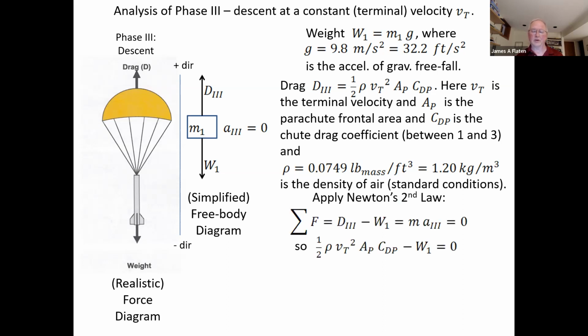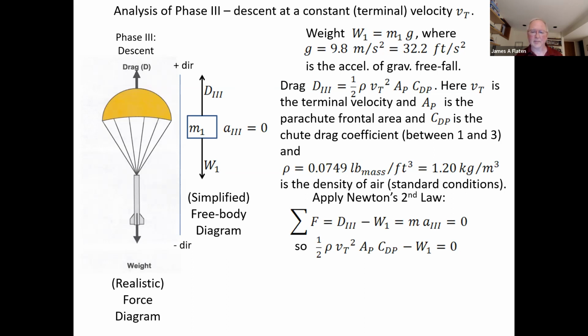Okay, so if I apply Newton's second law, which basically says D, the upwards drag force, minus W, the downwards force, is equal to m times a, but acceleration in phase 3 is 0. So that means D and W must balance. They must be the same size. One is up, one is down. And W is m times g, and D can be written as 1/2 rho V squared times A times C.